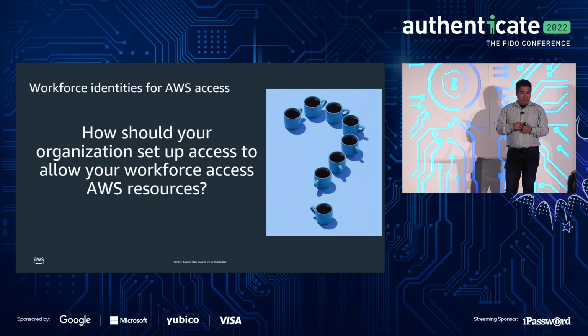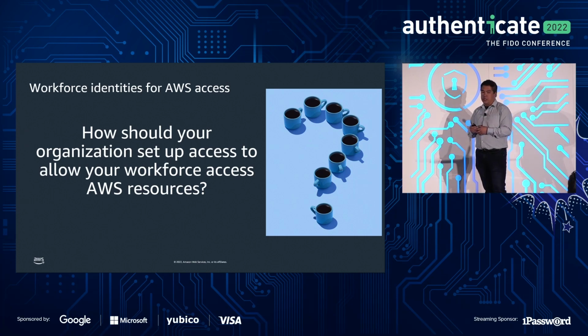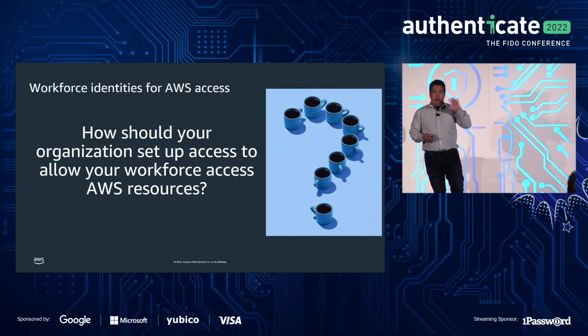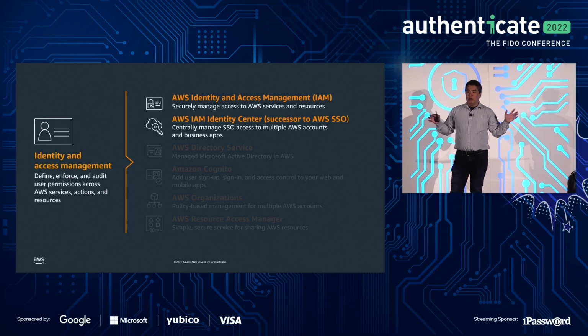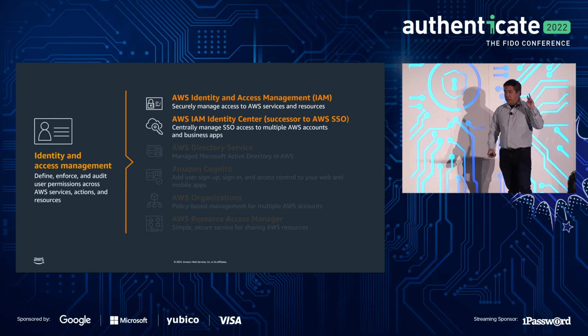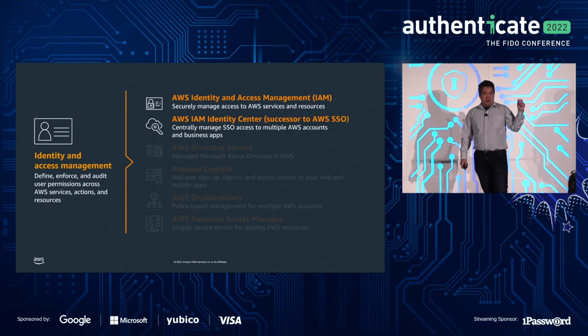So the question you should have here is, how should your organization set up access to allow your workforce to get into AWS resources? We already showed you an example where someone wanted to access an S3 bucket with a bunch of data in it. I know earlier Kevin asked the group what the personas in this room were, and we're going to go through a persona exercise here in a little bit. And there's two services that you can use to get access to AWS for your workforce identities. The first one, AWS Identity and Access Management, which is IAM. And then the second one is IAM Identity Center, which is the successor to SSO.